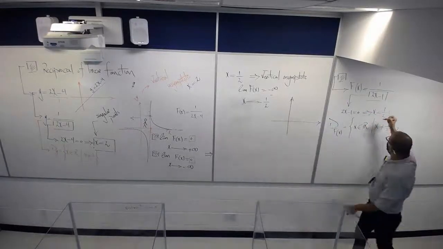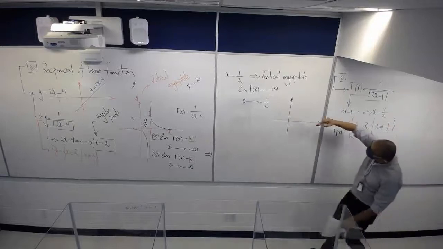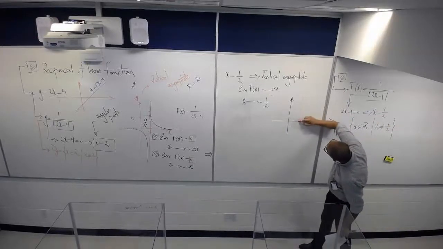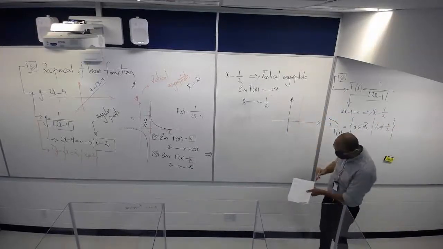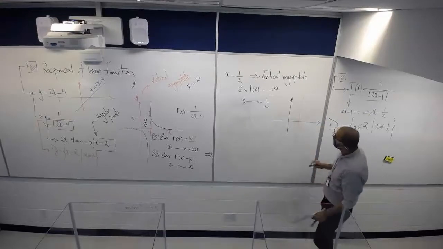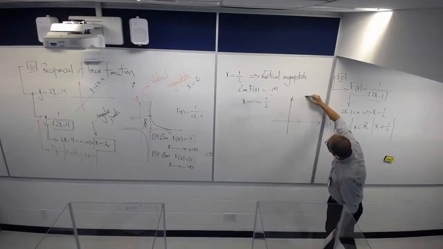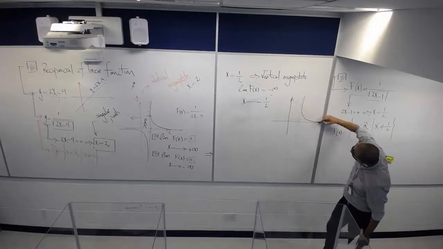Okay, that's the point which we had to avoid. 1 over 2. I'm going to show you like this. This is 1 over 2. The function is plotted, then it behaves like this.